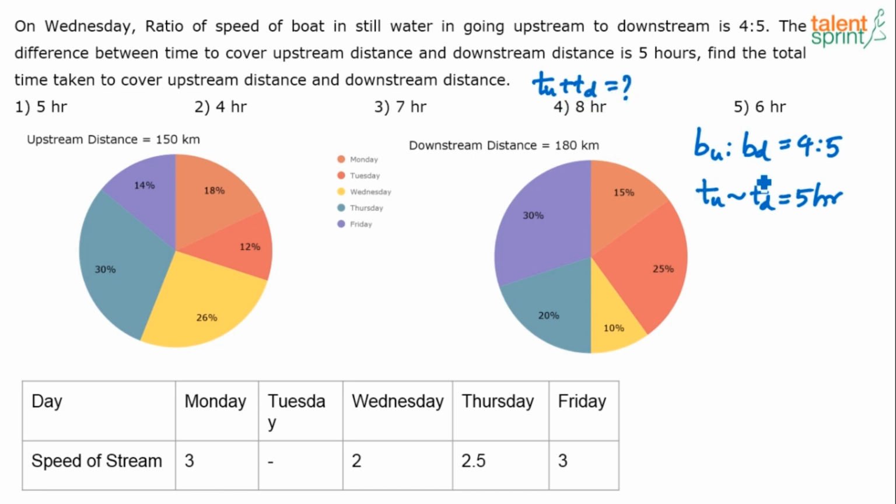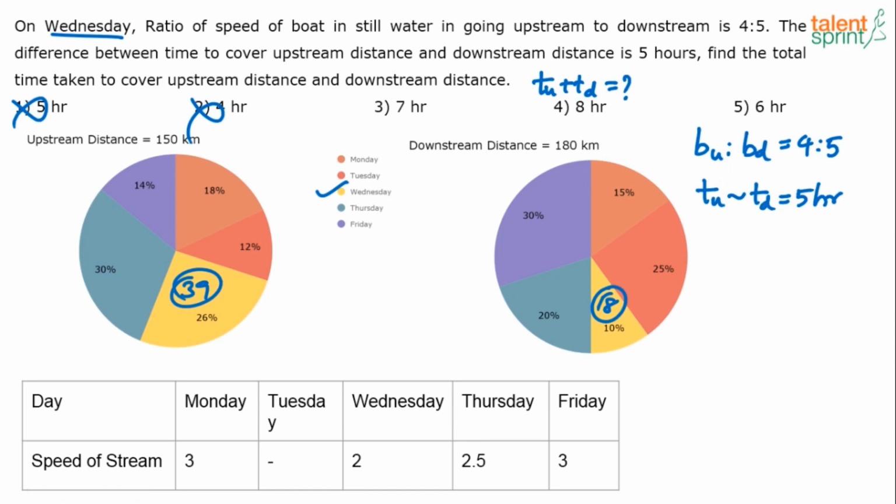The difference of upstream and downstream times is given to us, 5 hours. He's asking us to find out the sum of the upstream and downstream times. So TU plus TD is equal to what? And all the calculations are pertaining to Wednesday. Wednesday is this yellow color here, right? So 26% of 150 is 30 plus 9, 39 kilometers for upstream, and 10% of 180 is 18 kilometers for downstream. I think what smart people would do is immediately eliminate option 1 and option 2. Answer options are 5, 4, 7, 8 and 6. You must understand that answers cannot be 5 or 4. Because when the difference itself is 5, how can the sum be 5?